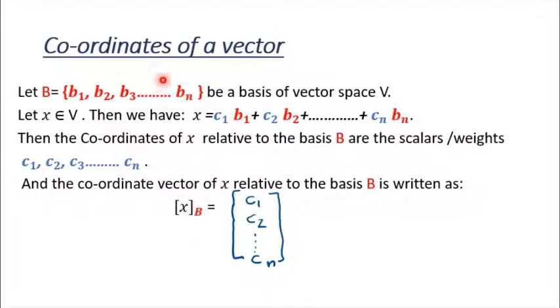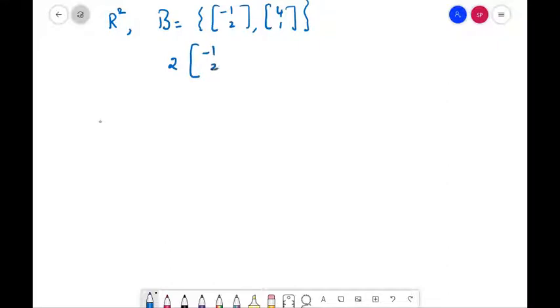That means if you change the basis, take another basis, these scalars will be different, coordinates will be different, and the coordinate vector also will be different. Let me explain this in the next example. Suppose I have the vector space R2 and I take a basis as (minus 1, 2) and (4, 1). I'll take scalars 2 and minus 1: 2 times (minus 1, 2) plus minus 1 times (4, 1). If I simplify this, I will get the vector (minus 6, 3).